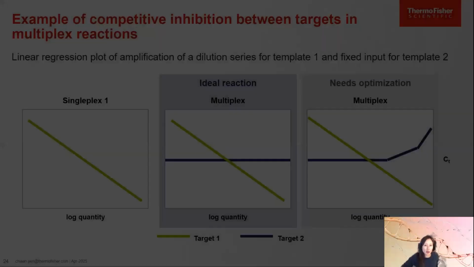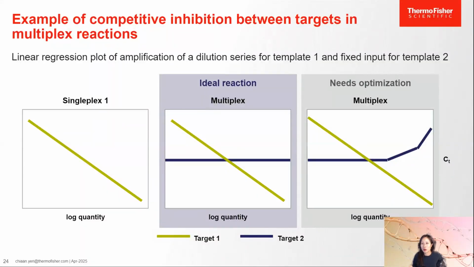So you might wonder what things will look like if you actually have competitive inhibition between your targets. So here are just some graphics of, say, 2 targets in a single reaction. I have target 1 in green, target 2 in navy, and for target 1, I'm doing a linear dilution of template input, and then for target 2, I'm keeping the input at a fixed concentration. So in an ideal scenario, you observe what you see in the middle, right? Similar to what we saw in the previous slide.